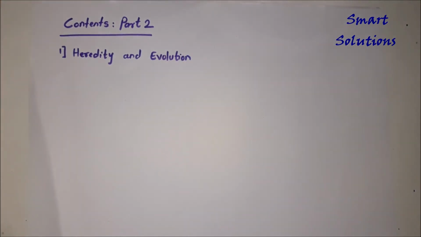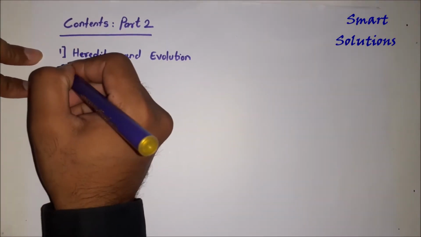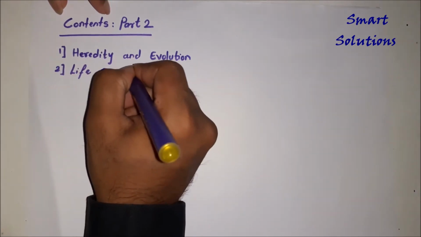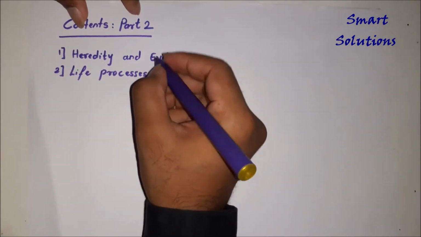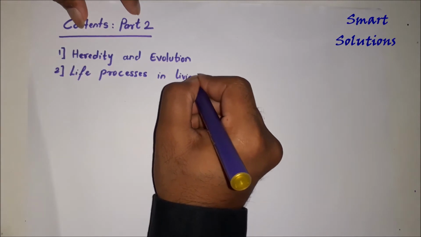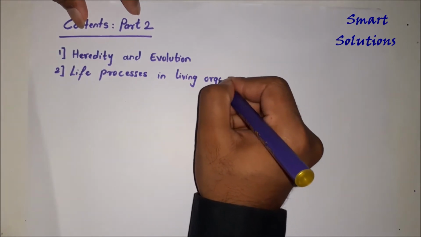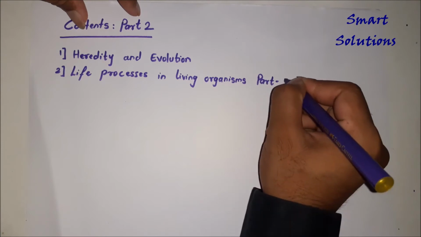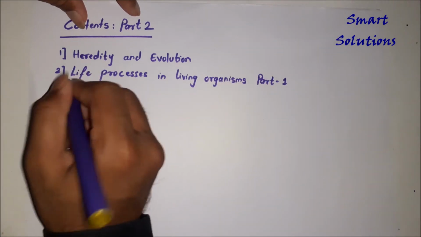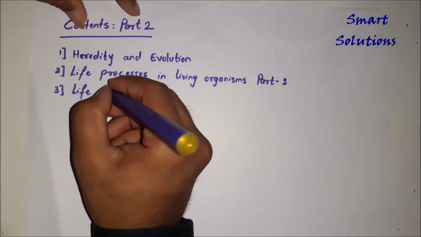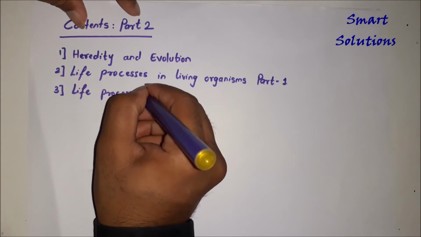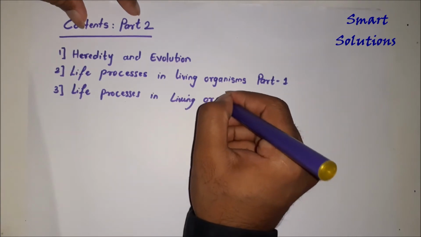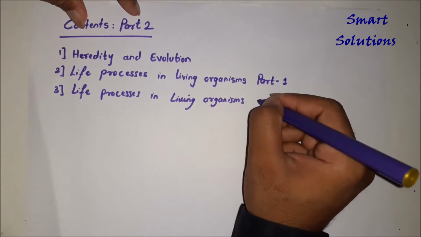The second chapter that we have is life processes in living organisms, part 1. The next chapter we have life processes in living organisms, and this is part 2.